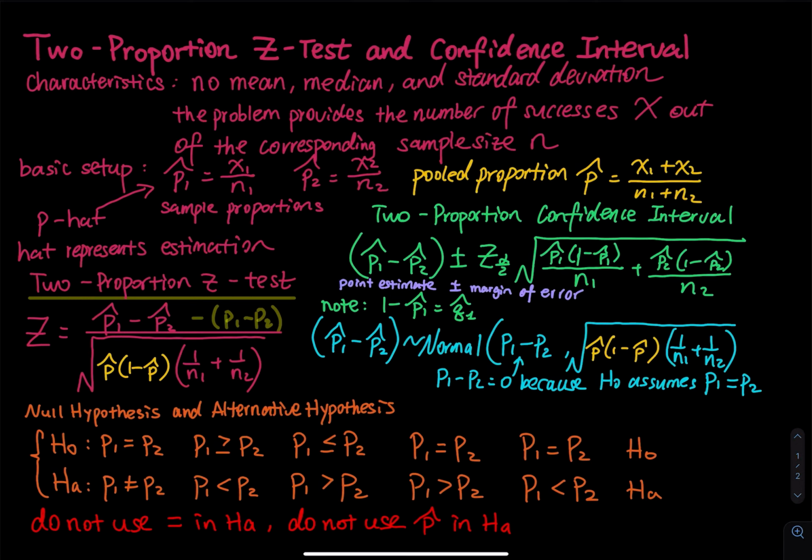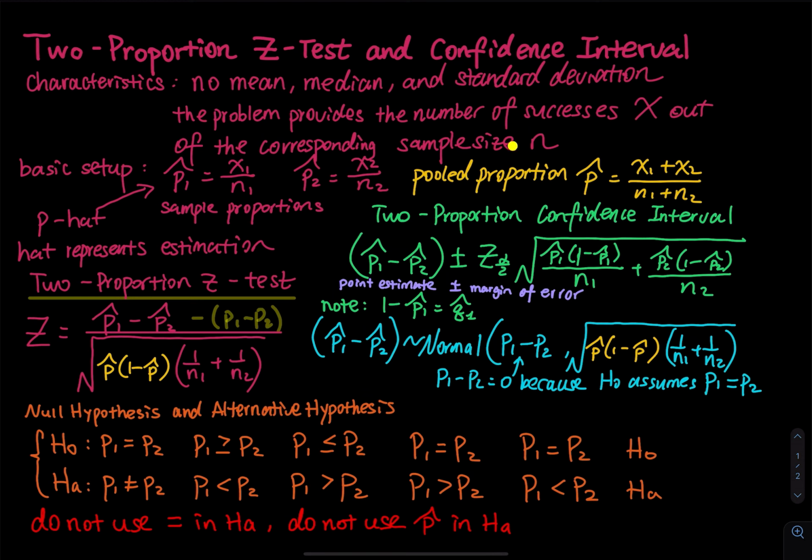Two proportion z-test and confidence interval. So what are the characteristics of a proportion problem? The characteristic is that the problem does not mention mean, median, or standard deviation. For each sample, we have two samples, the problem provides the number of successes, which is x, out of the corresponding sample size n.